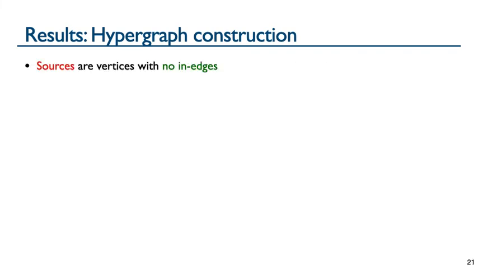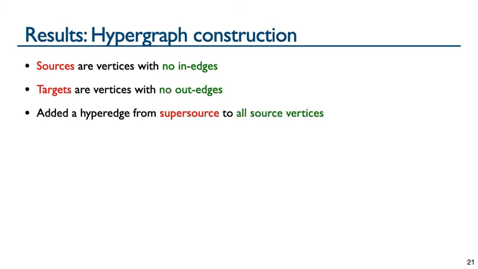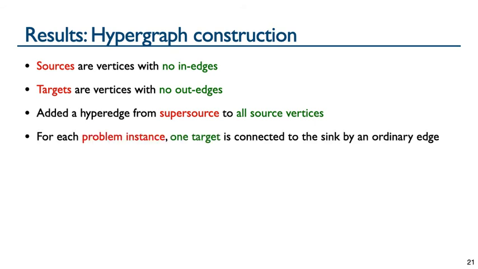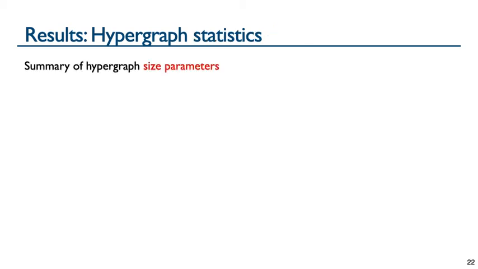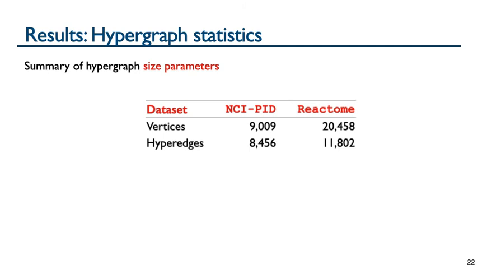Any vertex with no inedges is used as a source in our shortest hyperpath instances, and any vertex with no outedge is used as a target. We added a single hyperedge from a supersource to all source vertices, and for each target instance, we have a problem instance, which corresponds to finding a shortest hyperpath from all sources to this target as the sink vertex. Note that in our hypergraphs, all hyperedges have unit weight, as reaction rates are not available for all the reactions in the databases. We summarize the size of our hypergraphs in the following table.